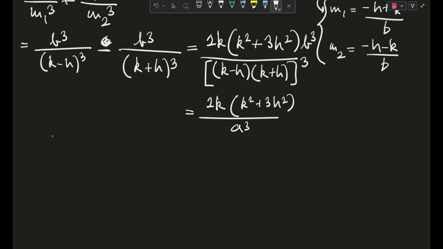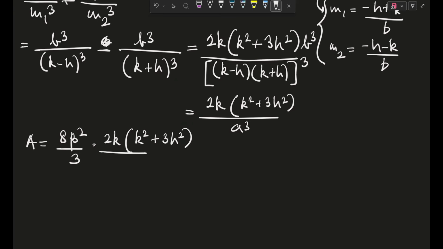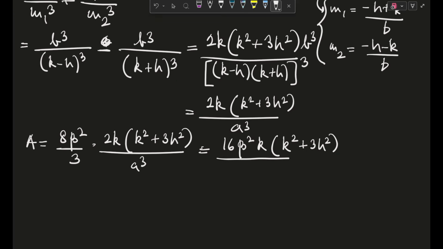Don't worry, calculation is not still over. A lot to go. So area comes out to be 8β²/3 times 2k into (k² + 3h²) whole divided by a³. If we calculate this a little bit, merging everything into one, then this will come out to be 16β²k times (k² + 3h²) whole divided by 3a³.